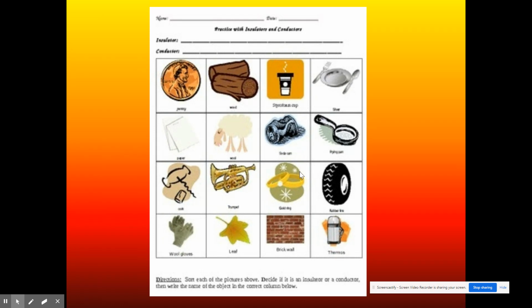The reason I was annoying and named them all is because they look kind of blurry, and I wanted you to know which each one was. So you're just going to label conductor or insulator.